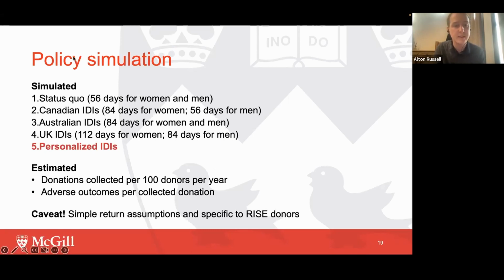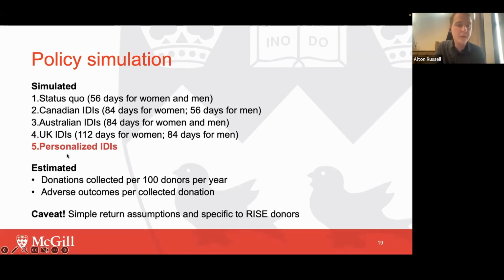So the United States has 8 weeks or 56 days for men and women. Canada has 84 days for women and 56 days for men as the minimum interval. Australia is 84 days for everyone. And the United Kingdom has 112 days for women and 84 days for men. So they're the most conservative.